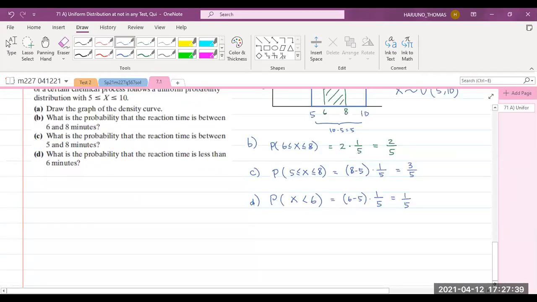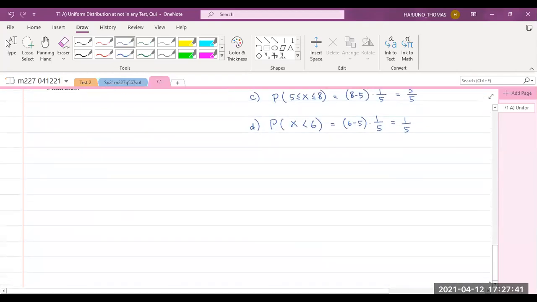Now I will replicate the idea that the probability is equal to the area in the standard normal distribution. 7.1b, standard normal distribution.